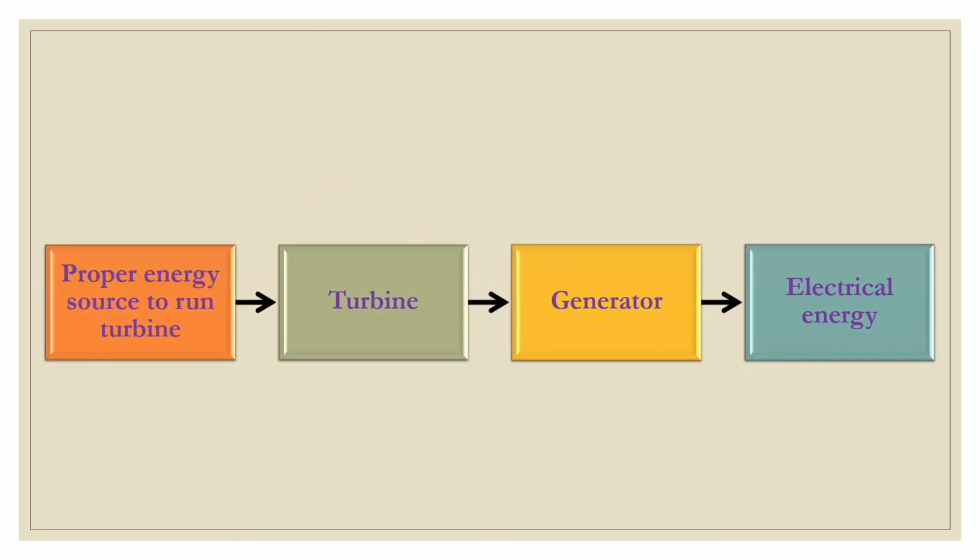Now let us understand about the proper energy source to run the turbine. What are the things which are essential? A proper energy source to run the turbine, like water or air. Then you need a turbine. Then what is connected to the turbine? The generator. And what does the generator give? Electrical energy.